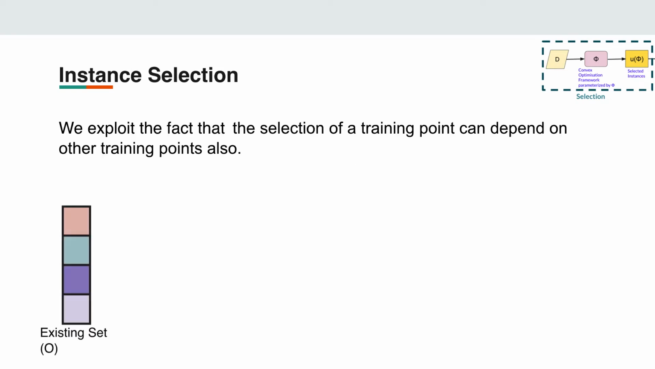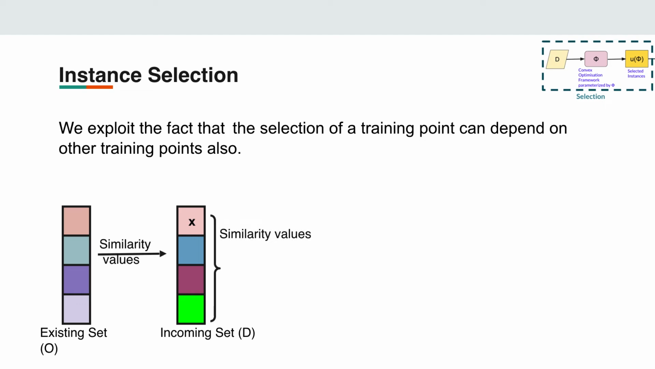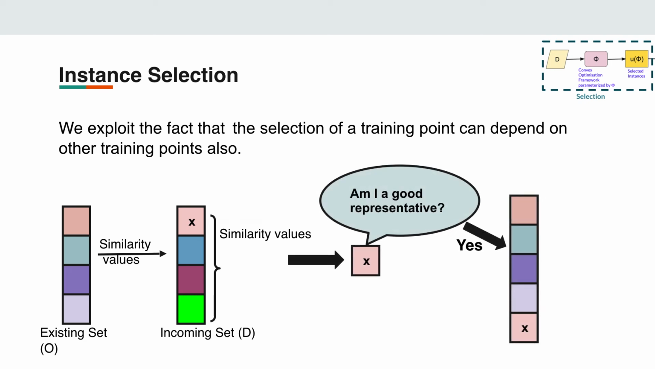We have an existing set O and incoming set D. We want to find the representative of each element in D, which can either belong to the existing or the incoming set. So, we compute the similarity values between O and D and among elements in D. Now, an element X from D can only be added to O if it's a good representative of the incoming set.